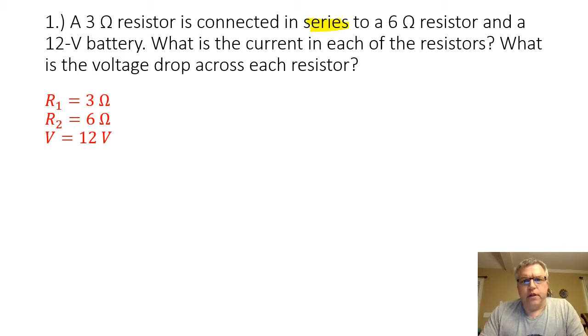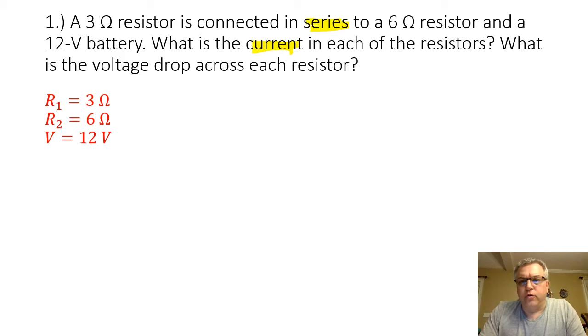So the first thing that they are asking us to find is the current in each of the resistors. So I know that the current is the same in each of the resistors, and that's the same as the total current of the circuit. So if I can find that, I can find the current in each resistor.